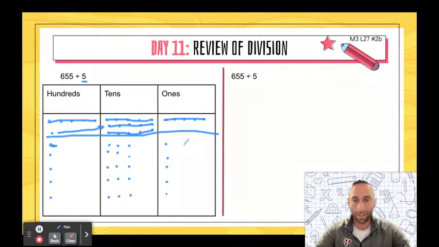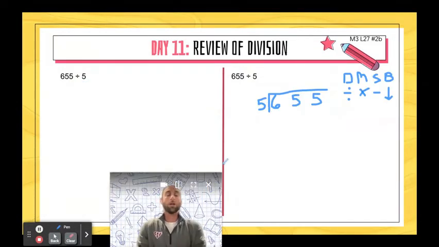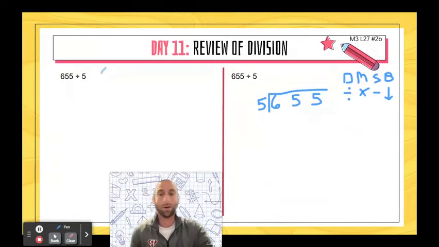Okay, so if I look here, I have 100. Each group has 3 tens. And each group has 1 one. So my quotient is 131. All right, so that is how to break it down and be successful using place value and number discs and dividing 655 into groups of 5. Our answer was 131 when we used our number discs to divide 655 divided by 5.